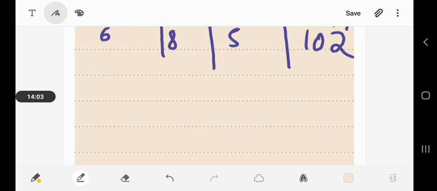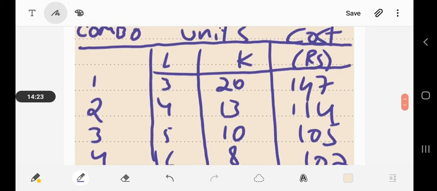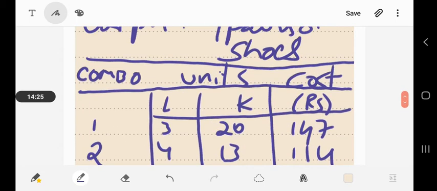There are 2 ways to determine the least cost combination of inputs for a given output. One way is to find the cost of each input combination and choose the one which has the least cost. The cost of an input combination is found by multiplying the price of each input by its quantity. This is what we have already done, like 3 into 9 plus 20 into 6, that is, multiplying the quantity with the price.